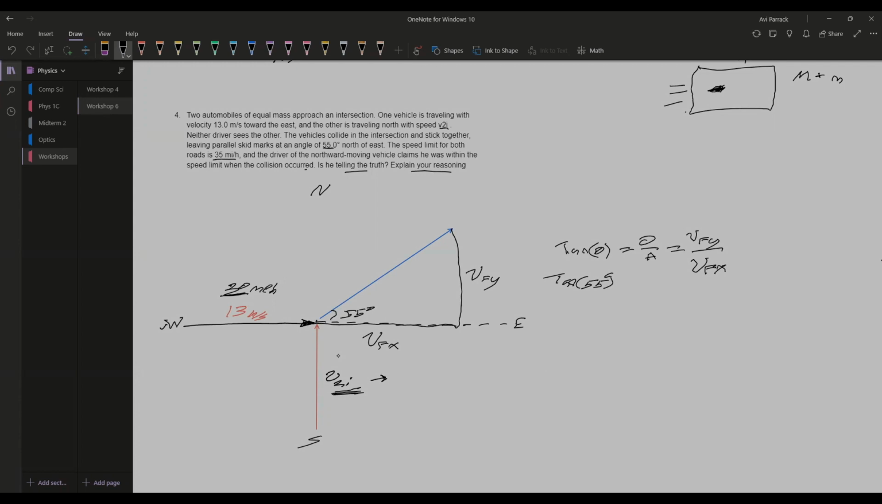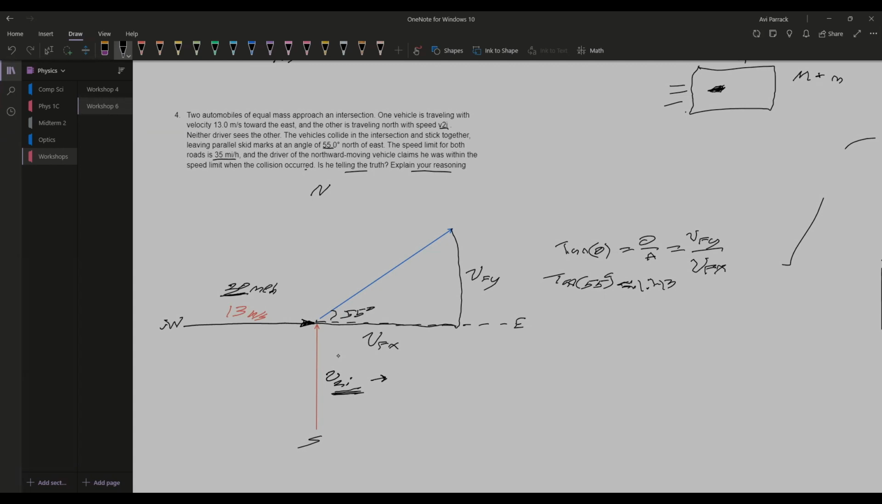what do we get? Let me see here. Tangent 55 degrees, make sure you're in degree mode. I get about 1.4. Where's my pen? There it is. So tan of 55 is about 1.4. Let's say approximately 1.43. All right, that's plenty of detail. Okay, so now we can set this up.